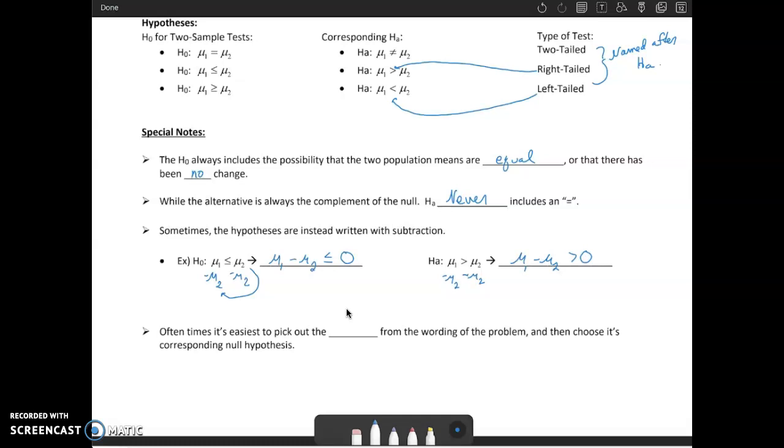Oftentimes, when you are doing your problems, it ends up easiest to pick out the alternate hypothesis from the wording of the problem and then choose its corresponding null hypothesis. So a lot of times we're going to start here and you're going to choose one of these three based on the wording of the problem, and then basically we will follow that backwards to decide what our original null hypothesis would be. Sometimes those nulls are not just blatantly clear from the posing of the problem, so we can just work ourselves backwards.